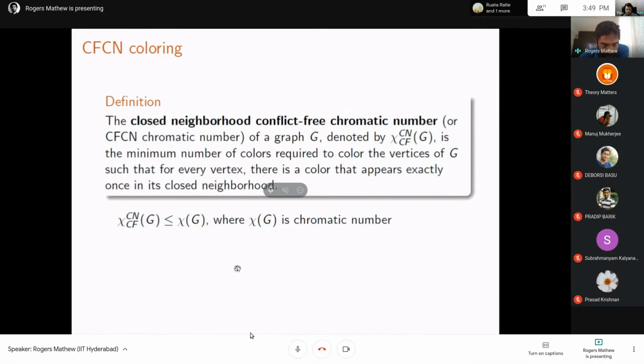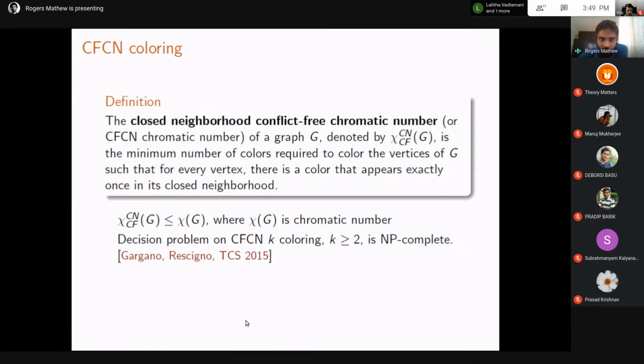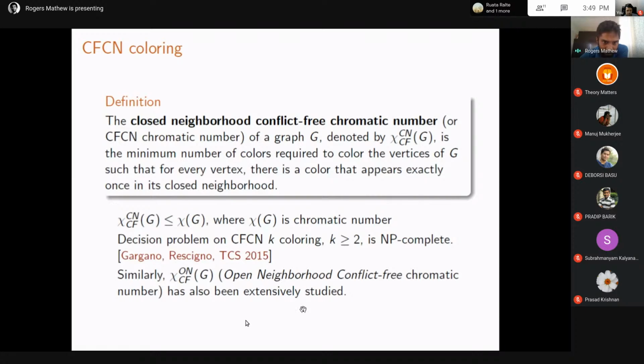Okay, so the decision problem of whether, given a graph, its conflict-free closed neighborhood chromatic number is at most k, is NP complete. It's known to be NP complete. And there are also other variants within graphs studied, like the open neighborhood variant. Right now we are looking at the closed neighborhood variant. Okay, but that's just a note.